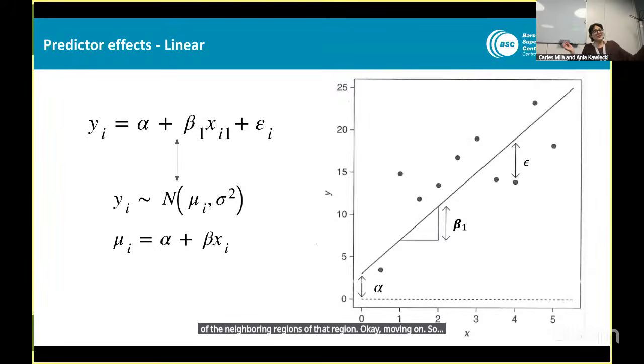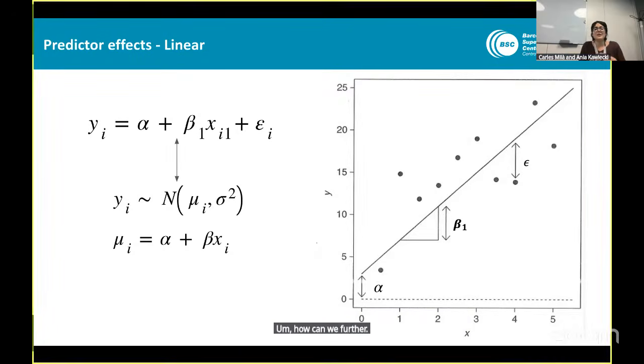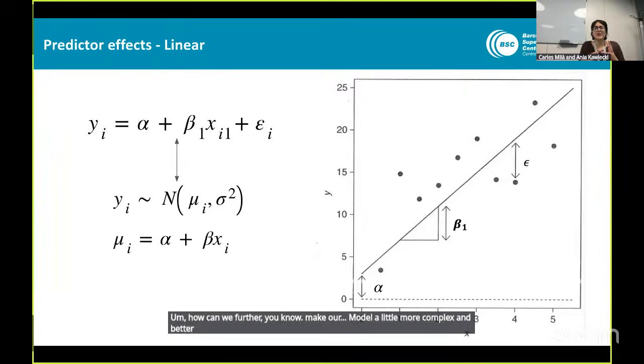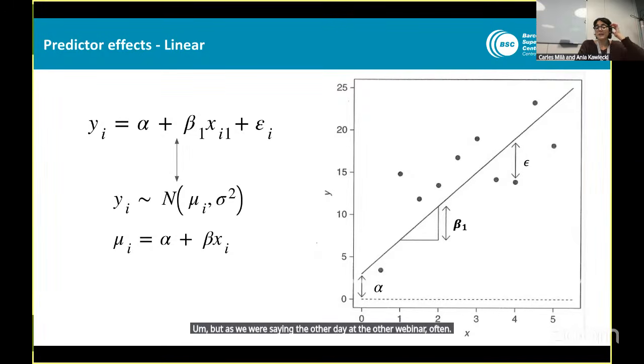So now that we've captured all this uncertainty due to time and space, how can we make our model a little more complex and better able to capture these climatic effects that we were talking about? This is the simplest example that Carlos was talking about before, a linear effect, right? You have your slope. But as we were saying the other day at the other webinar, often these climatic effects aren't linear, right? So how do we capture nonlinearity?